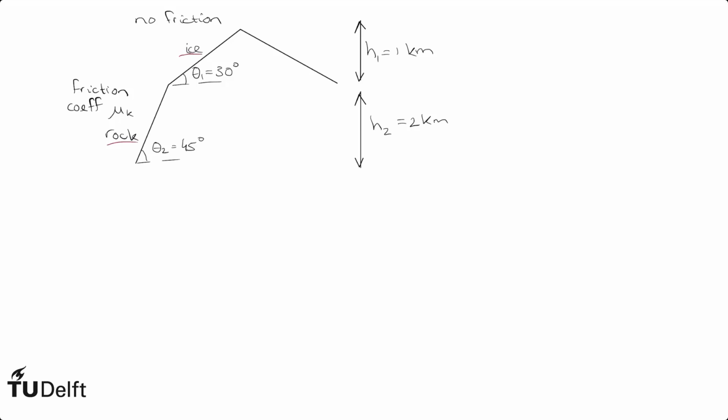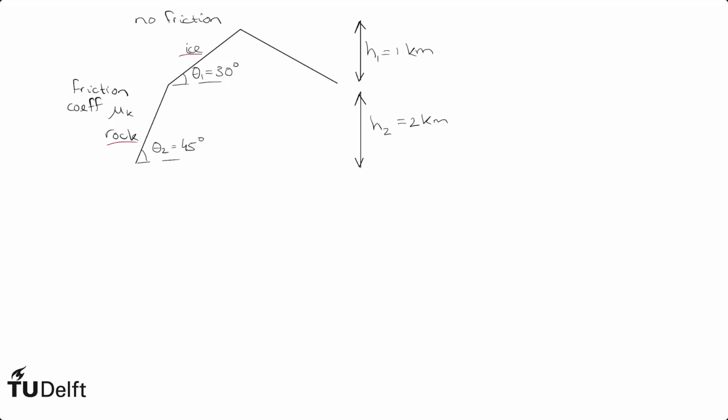The rocky part further down is steeper. It has an angle of 45 degrees and a non-zero friction coefficient. Finally, the mountain is 3 kilometers high, of which the first 2 kilometers are rock and the last 1 kilometer is ice. The question is, if you start at the top and you slide down the mountain, how fast are you going when you reach the bottom?